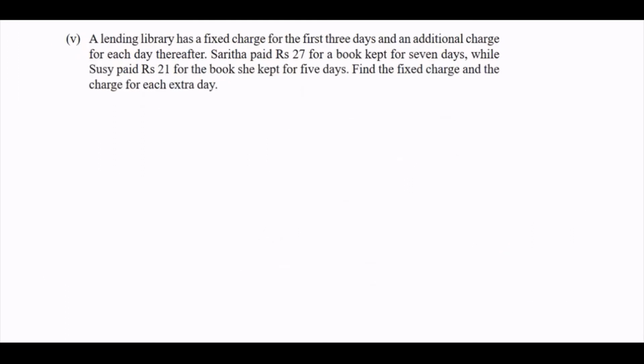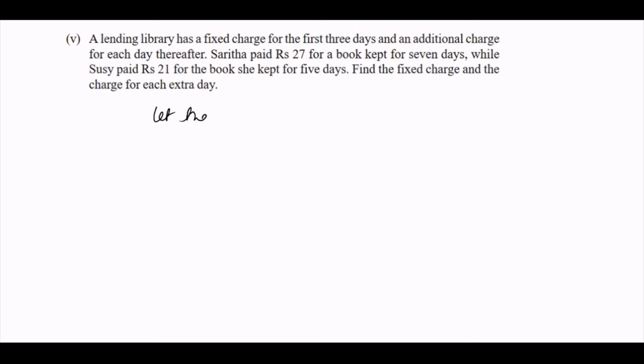Last question is, a lending library has a fixed charge for the first 3 days and an additional charge for each day thereafter. Sarida paid rupees 27 for a book kept for 7 days, while Susie paid rupees 21 for the book she kept for 5 days. Find the fixed charge and the charge for each extra day. So in a library, there is a fixed charge for the first 3 days and an additional charge for each extra day for keeping the books.